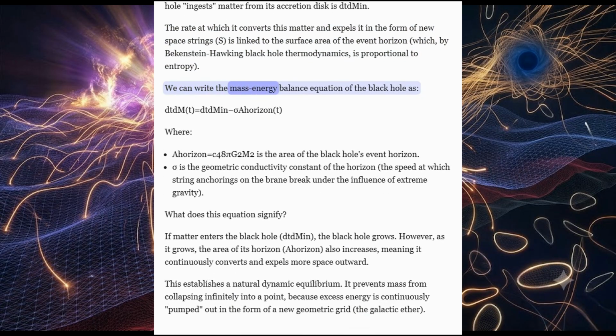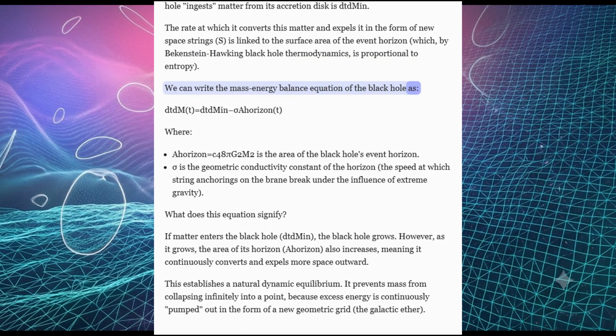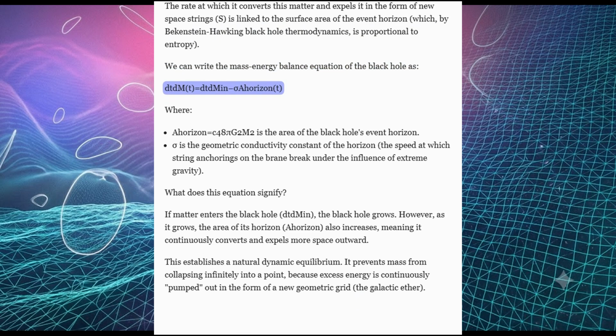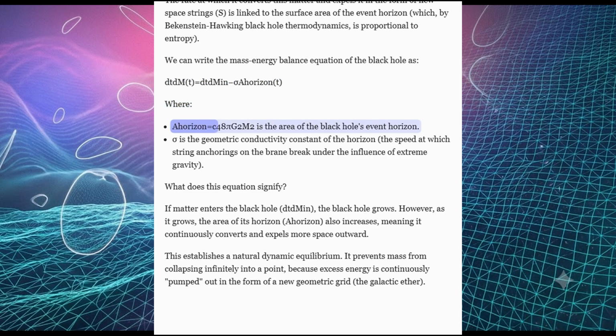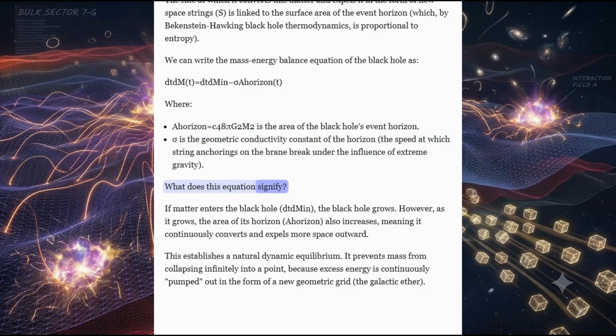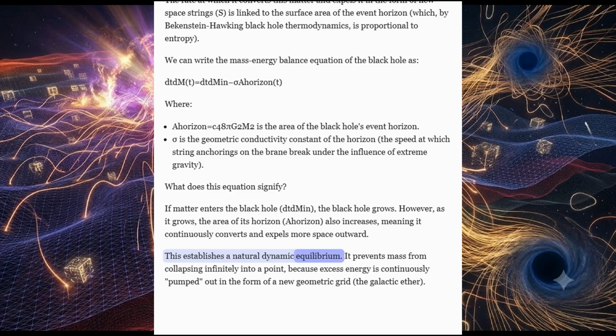We can write the mass-energy balance equation of the black hole as dm/dt = dm/dt in minus sigma A horizon, where A horizon is the area of the black hole's event horizon. Sigma is the geometric conductivity constant of the horizon. What does this equation signify? If matter enters, the black hole grows. However, as it grows, the area of its horizon also increases, meaning it continuously converts and expels more space outward. This establishes a natural dynamic equilibrium. It prevents mass from collapsing infinitely into a point, because excess energy is continuously pumped out in the form of a new geometric grid.